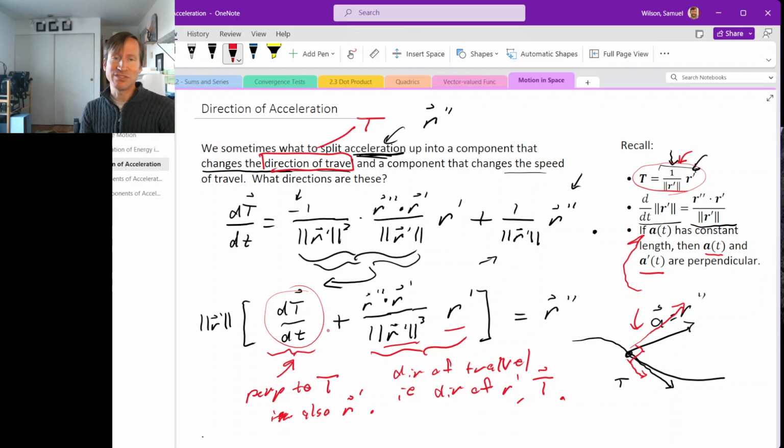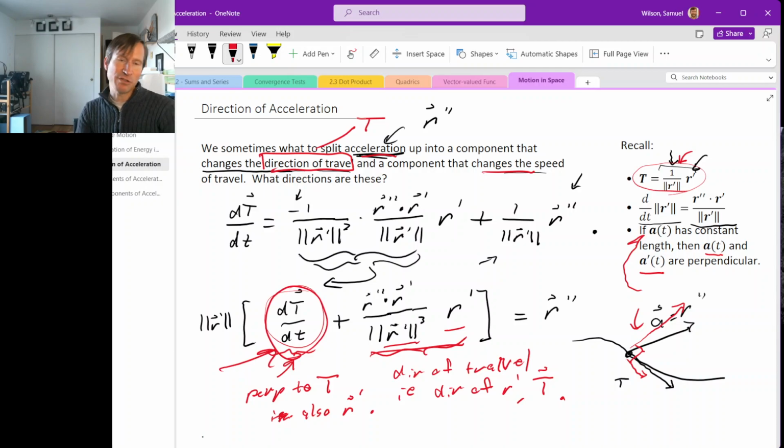the derivative of capital T. So that will tell us the other direction that makes up the acceleration. So these are the two directions we're talking about, right? The part of acceleration that changes the speed, that's in the direction of travel, and the part of acceleration that changes direction of travel, that's in this other direction.